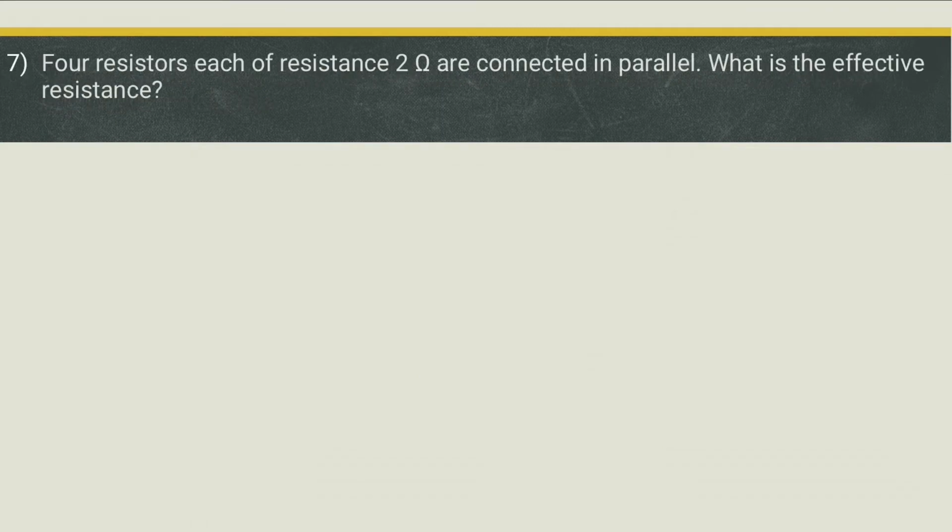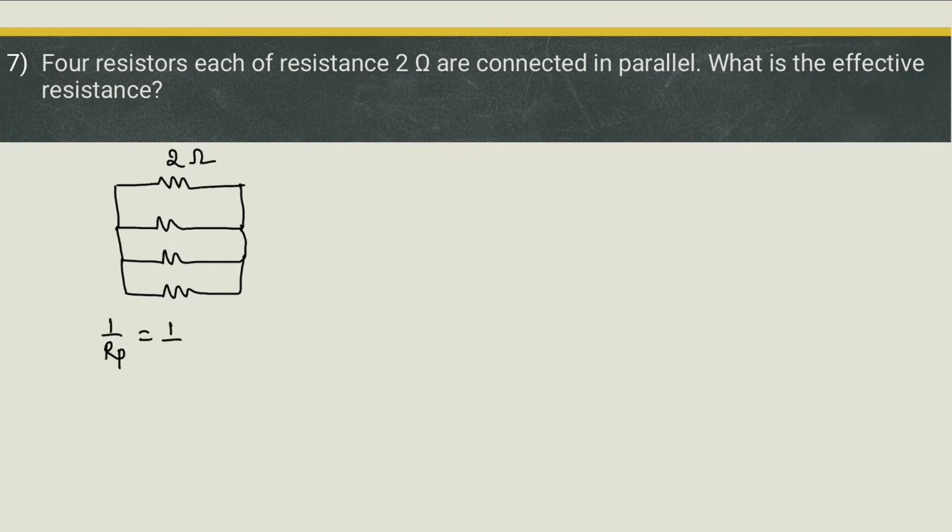Next question. Four resistors each of resistance 2 ohm are connected in parallel. So once again, first we can draw this circuit diagram for four resistors connected in parallel, and each resistance is of 2 ohm. So 1 upon Rp is equal to 1 upon R1 plus 1 upon R2 plus 1 upon R3 plus 1 upon R4. Remember one thing, that whenever you solve any numerical, the first step must be to write the formula.